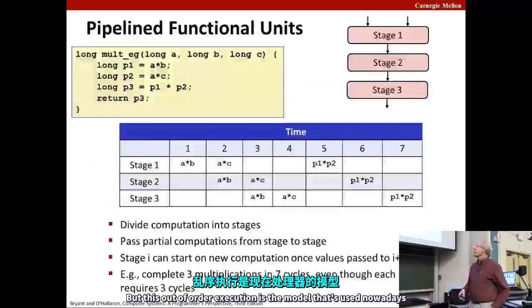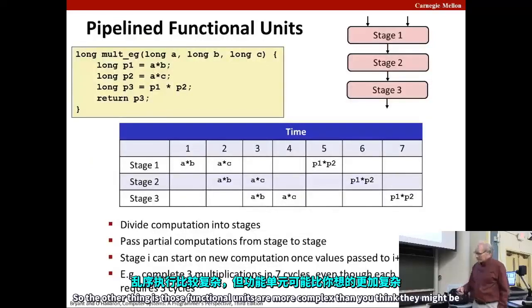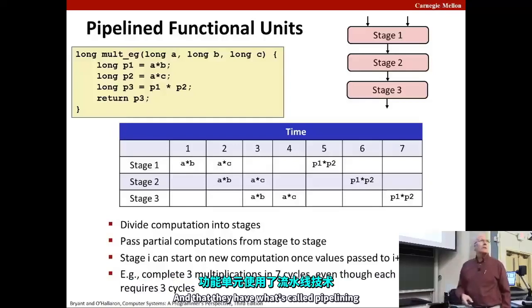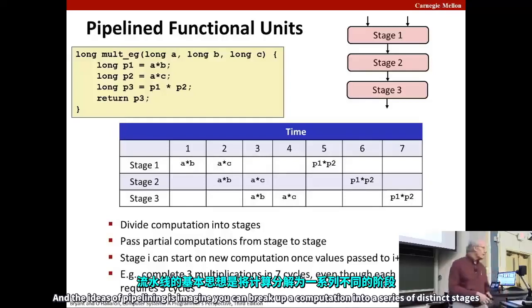This out-of-order execution is the model that's used nowadays. The other thing is those functional units are more complex than you might think, in that they have what's called pipelining. The idea of pipelining is, imagine you can break up a computation into a series of distinct stages.